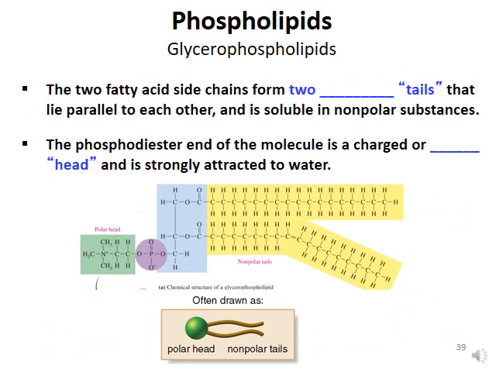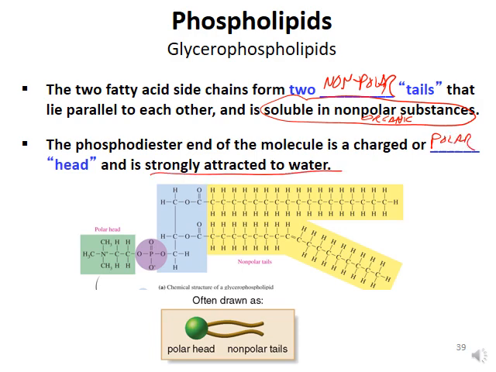Okay, so for glycerophospholipids, how do we think about them? Well, the 2 fatty acid side chains form 2 nonpolar tails, just like we would expect them to, that lie parallel to each other, which makes them soluble in nonpolar organic substances. Okay, but the phosphodiester end is charged. Or in other words, it's got sort of a polar head on that part, and that makes it strongly attracted to water.